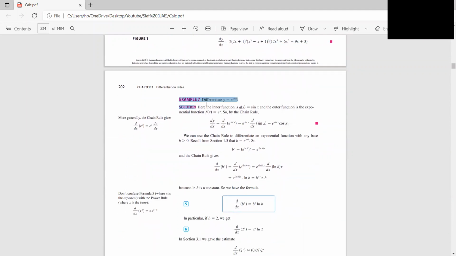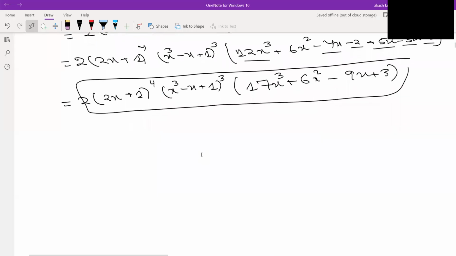Okay, doing example number 7. This is an exponential function that we have already studied. What are the derivatives of exponential function? So the question is that we have to differentiate y equals e raised to the power sine x. Example number 7.